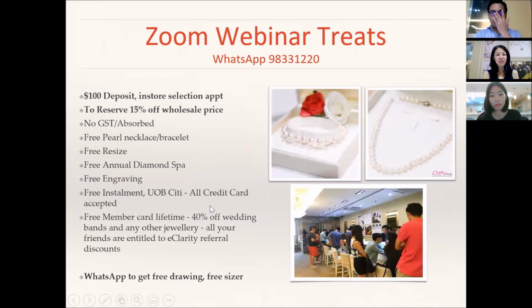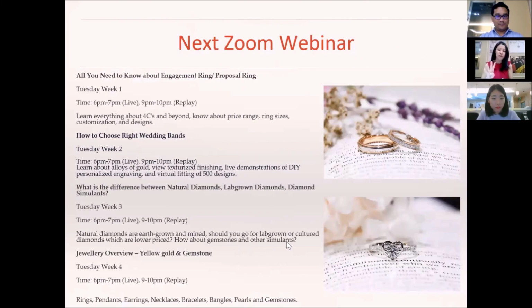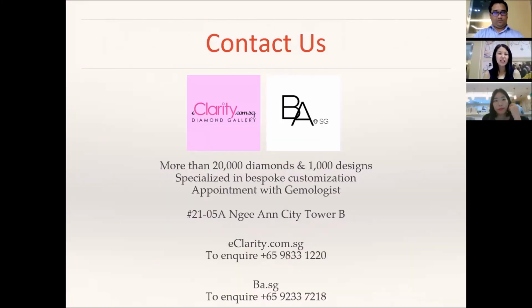Q&A. Okay. I think today I've covered all the miscellaneous topics in jewelry. Next webinar, I'm actually talking every Tuesday. The first week is diamonds. The second week is wedding bands. The third week, I talk about the difference between lab grown and natural. And the fourth week, I talk about yellow gold and gemstones. The most popular topic is the difference between natural and lab grown. And this is the numbers.